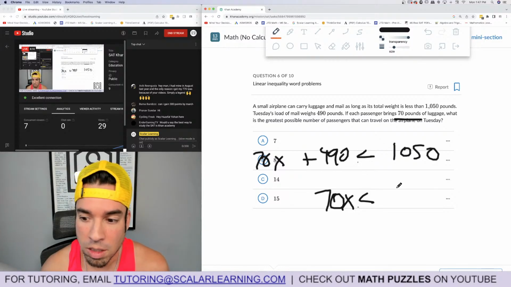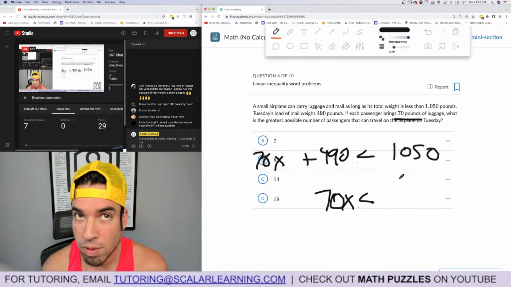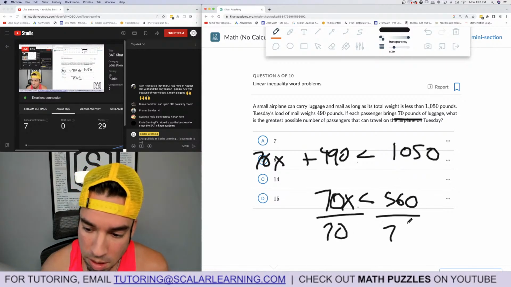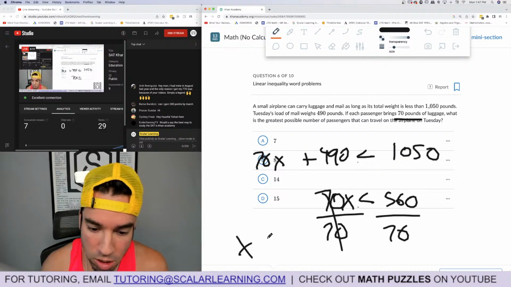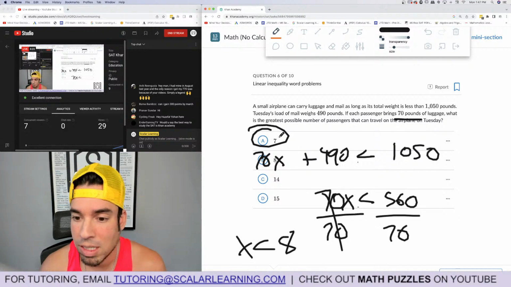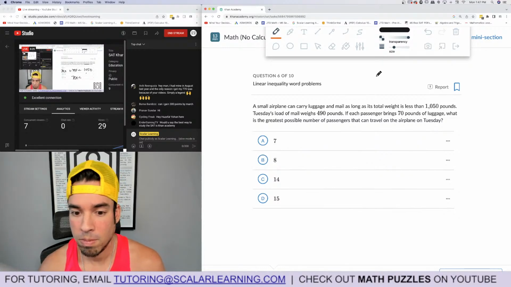So then let's do it in my head. It's 500, 550, 560. Oh, look at that. It goes perfectly. So divide by 70 and you get 8. But here's the thing. It says it has to be less than, not less than or equal to. So we're going to have to say 7. So that's it.